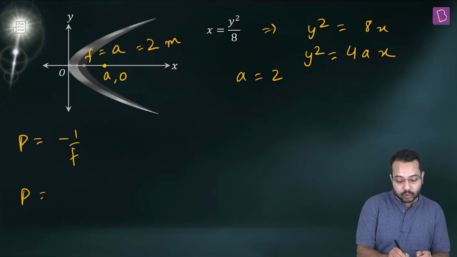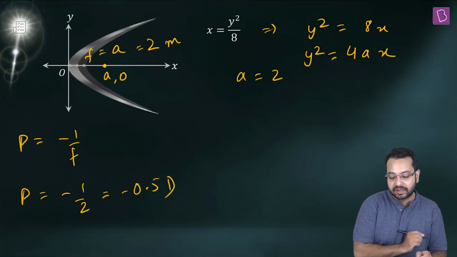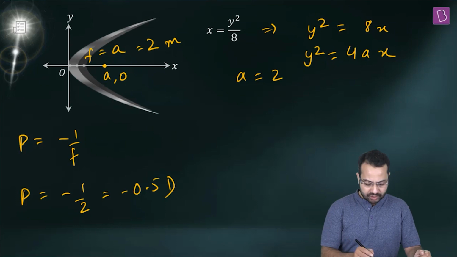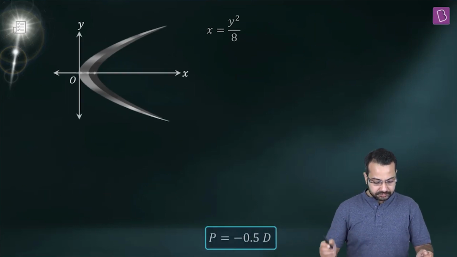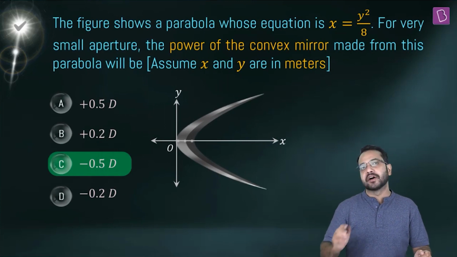So power is going to be -1 upon 2, that is -0.5 diopter, and that is going to be my answer. It's that simple. So what are the options? Naturally, option C is going to be the right option.